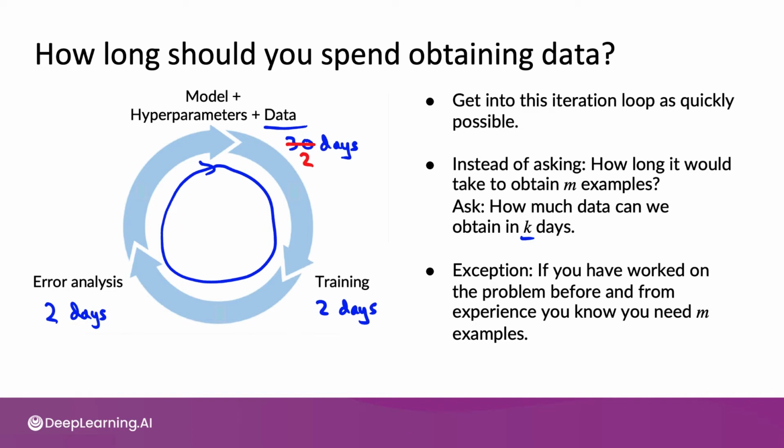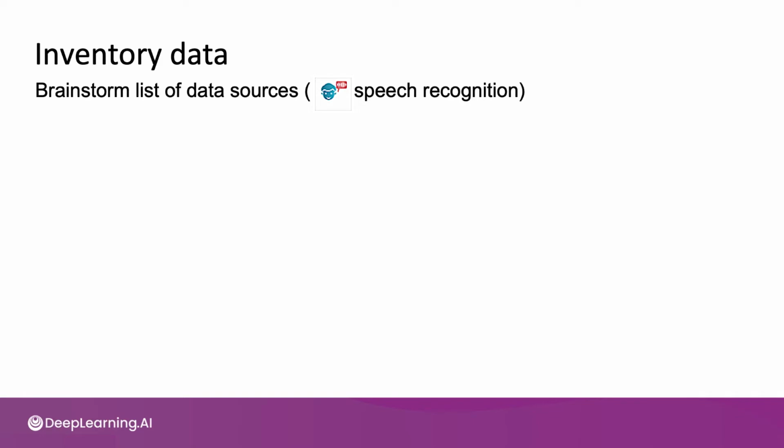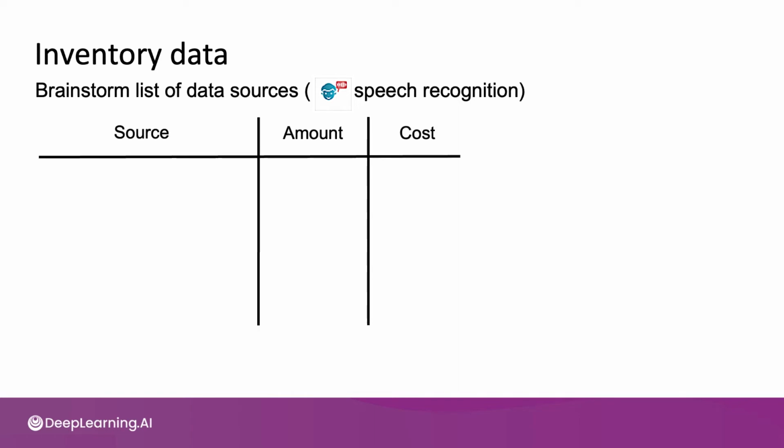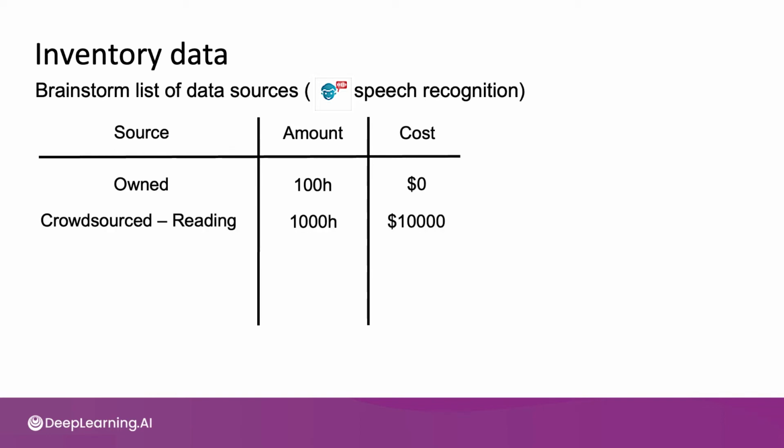In terms of getting the data you need, one other step I often carry out is to take inventory of possible data sources. Let's continue to use speech recognition as an example. If you were to brainstorm a list of data sources, this is maybe what you might come up with. Maybe you already own 100 hours of transcribed speech data, and because you already own it, the cost of that is zero. Or you may be able to use a crowdsourcing platform and pay people to read text.